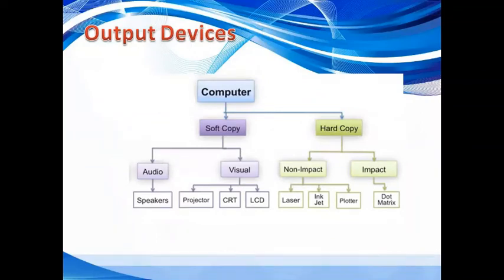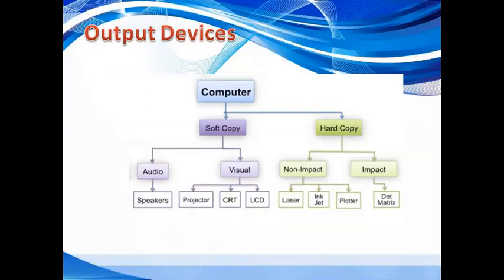Basically, output means the response or result you get from the computer. When you enter input into the computer, after processing, your input is converted into output. To present this output, we use different kinds of output devices, and we can classify these output devices into two categories: soft copy output devices and hard copy output devices.